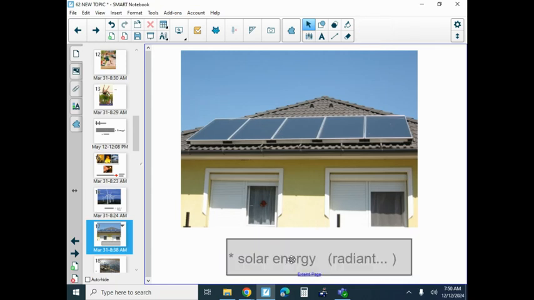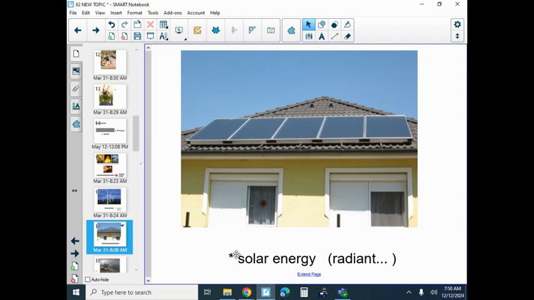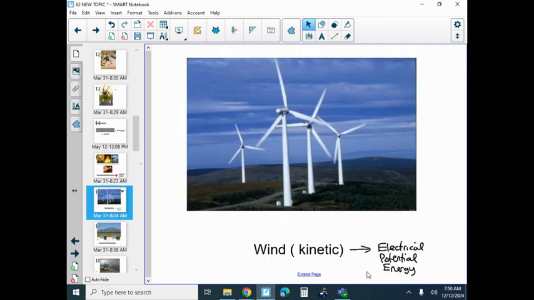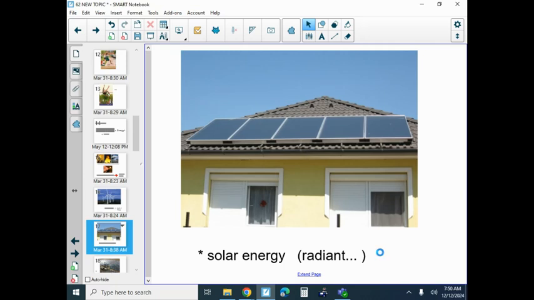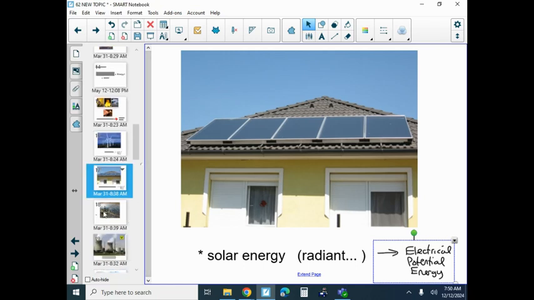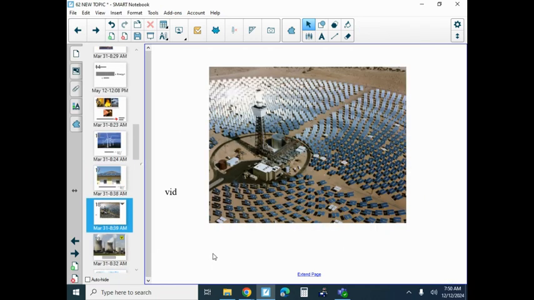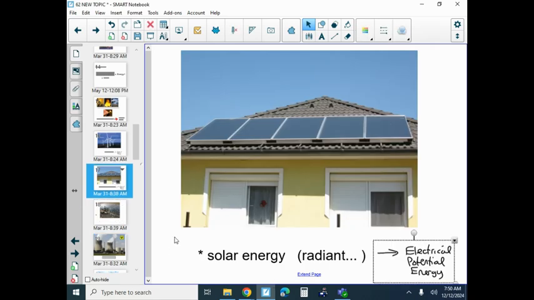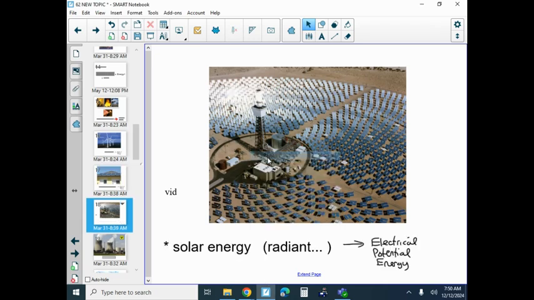And obviously here, solar energy. So we're getting energy from solar, and again, converting to electrical potential energy. Let's copy that thing. So again, just starting to appreciate and notice all the forms of energy in the world around you is the goal of all of this.